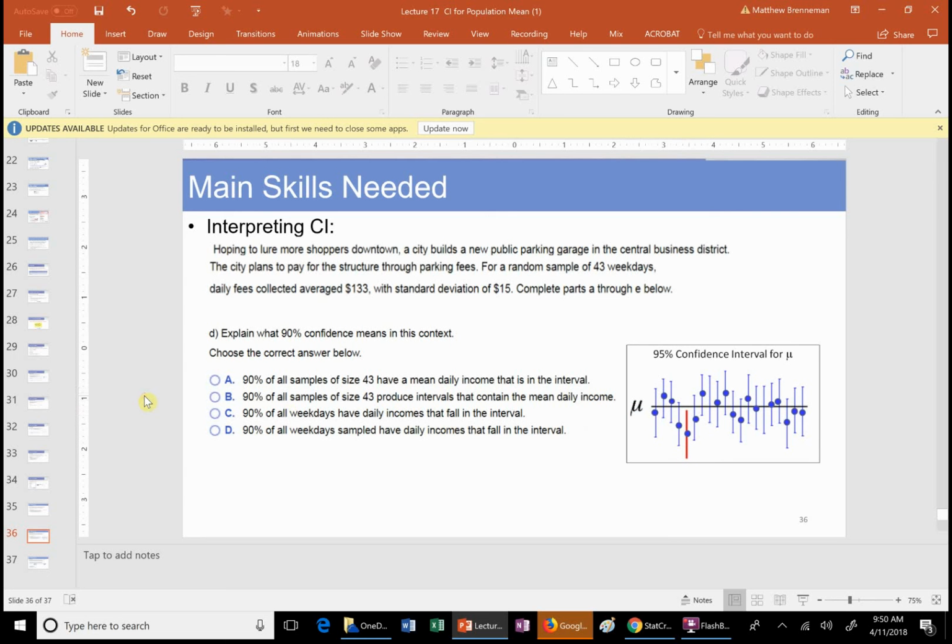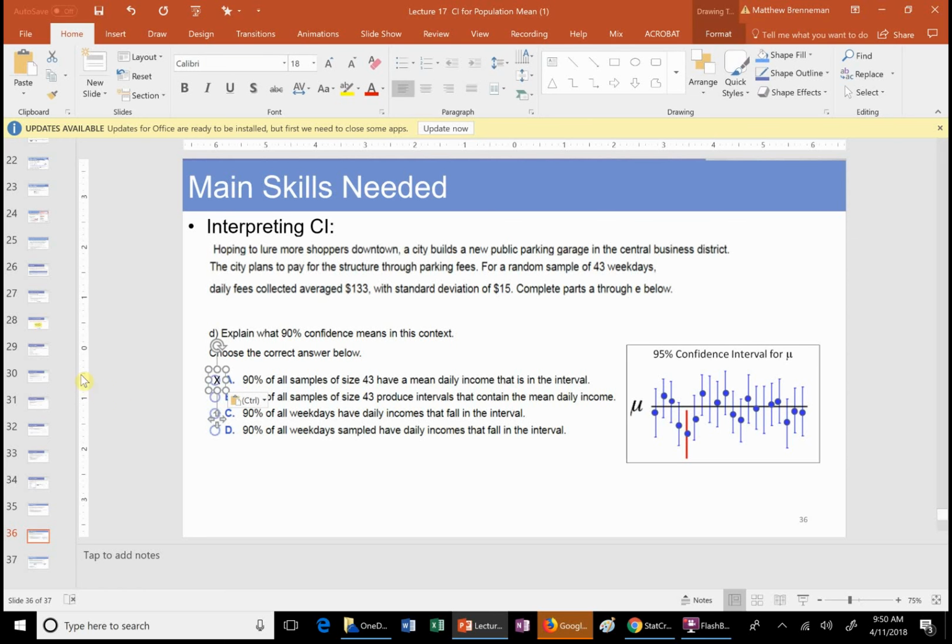So let's figure out how this works. So it says 90% of all samples of size 43 have a mean daily income that is in the interval. No, that's not what it's saying, right? We don't know anything about where the sample means are going to go. We don't know that they're in that interval. We only know about the population mean. So A is not correct.